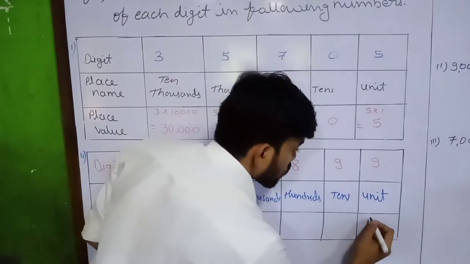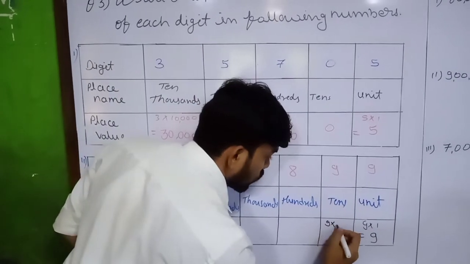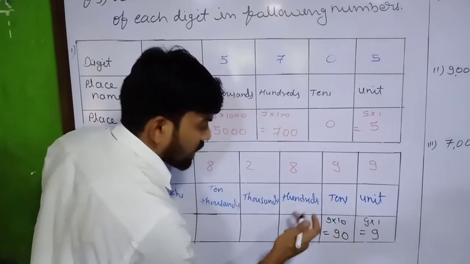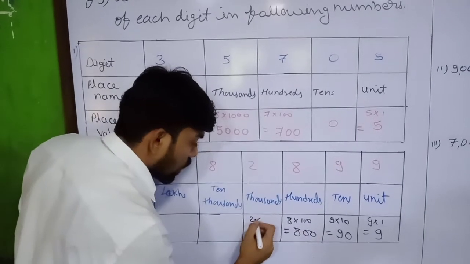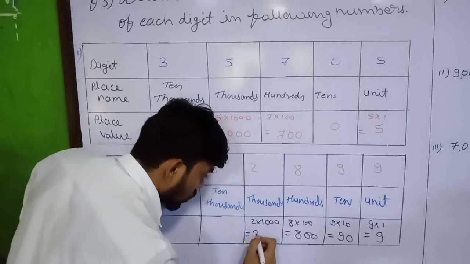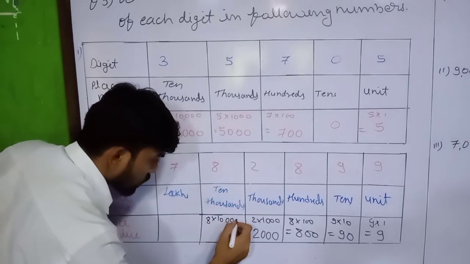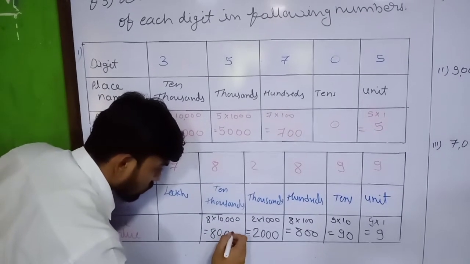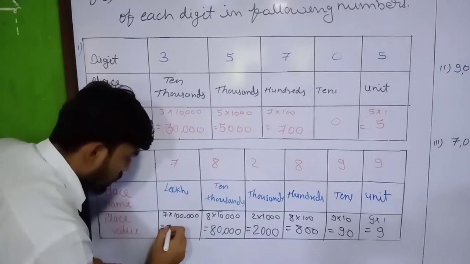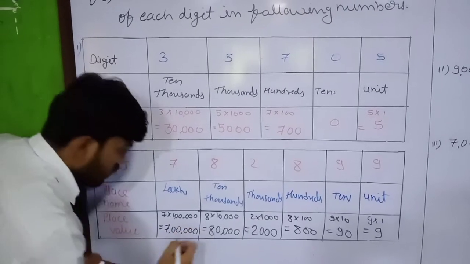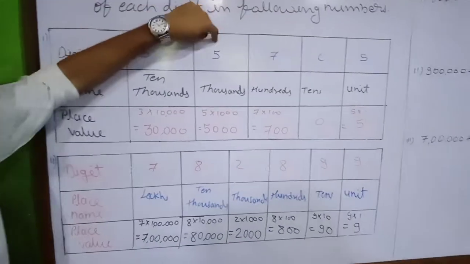Now unit is multiplied with 1, so 9 into 1 is equal to 9. This 9 is at the tens place, so 9 into 10 is equal to 90. 8 is at the 100 place, so multiply with 100, it is equal to 800. 2 is at the thousands place, multiply with 1000, we got 2000. This 8 is at the 10,000s place, so we get 80,000. This 7 is at the lakhs place, multiply with the lakh, so we get 7 lakh. This way we can find out the place name and the place value of each and every digit of the given numbers.